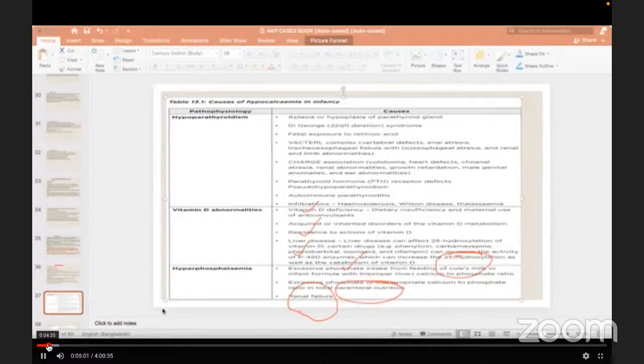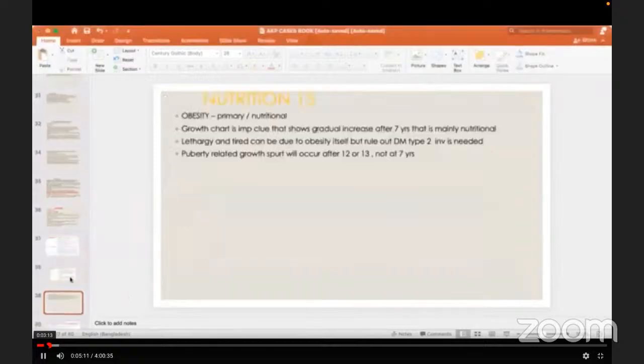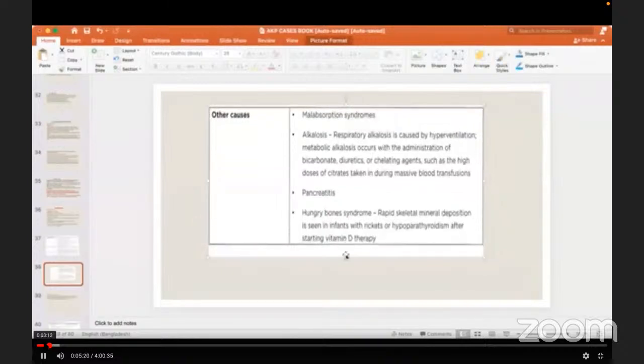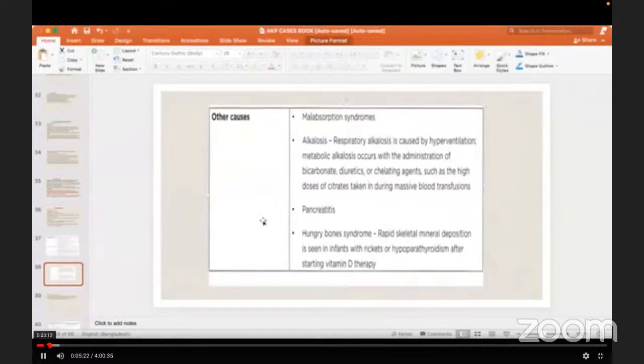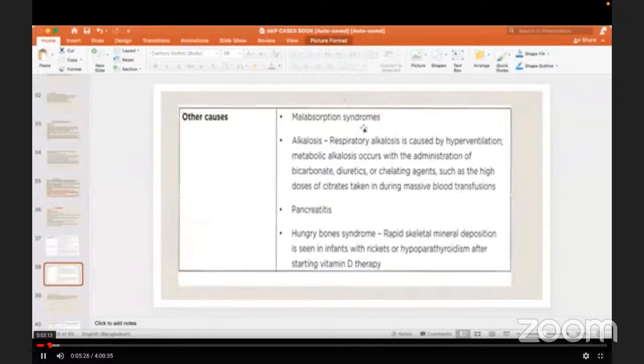Okay, so this question we finished, nutrition chapter. Any question from this calcium deficiency? Okay, there is another part of this question. This part is called other causes of hypocalcemia. Other causes are malabsorption syndromes, like Crohn's disease, cystic fibrosis, ulcerative colitis, celiac disease. They can also have hypocalcemia.